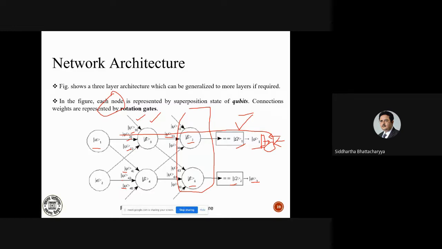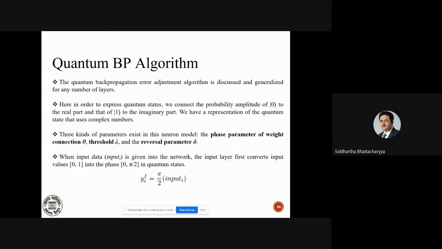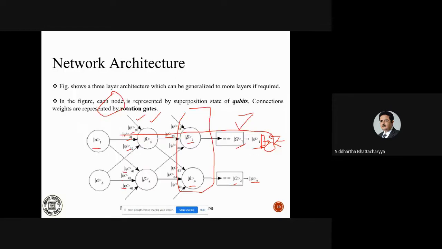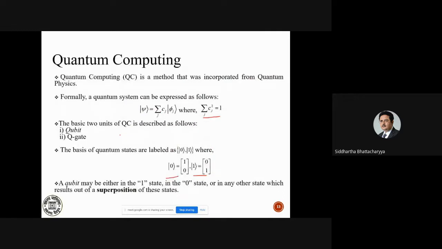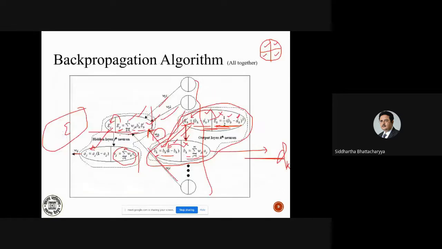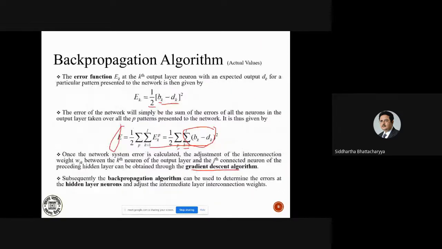So now you see that the interesting thing is that in the previous case, if you just go back and look at any neural network, you saw that, just to go back.